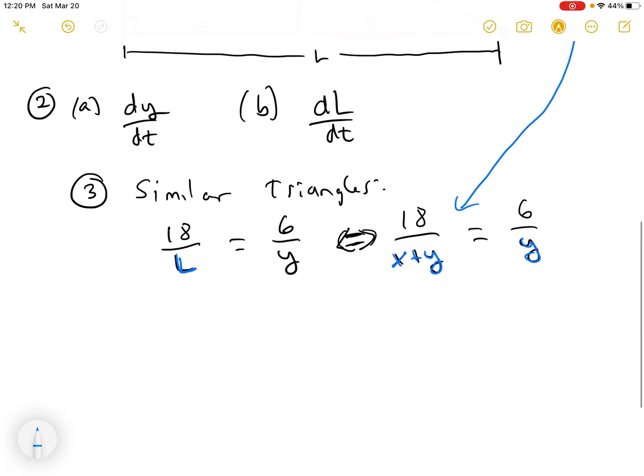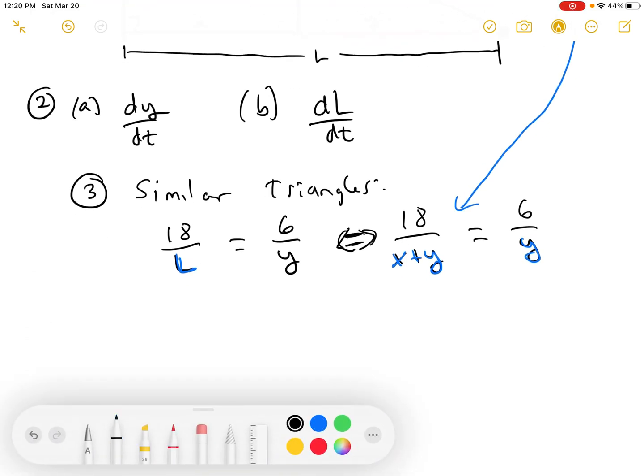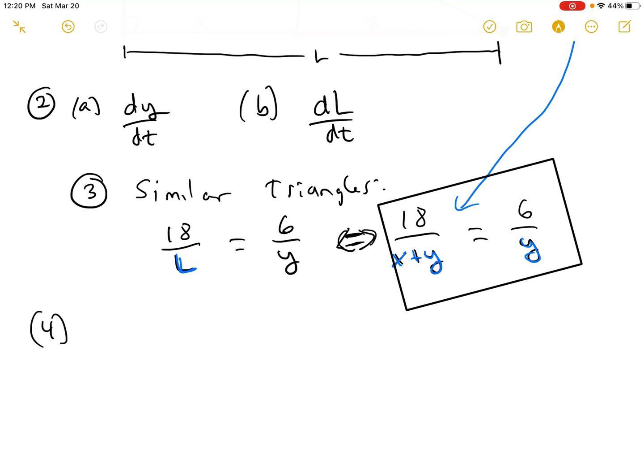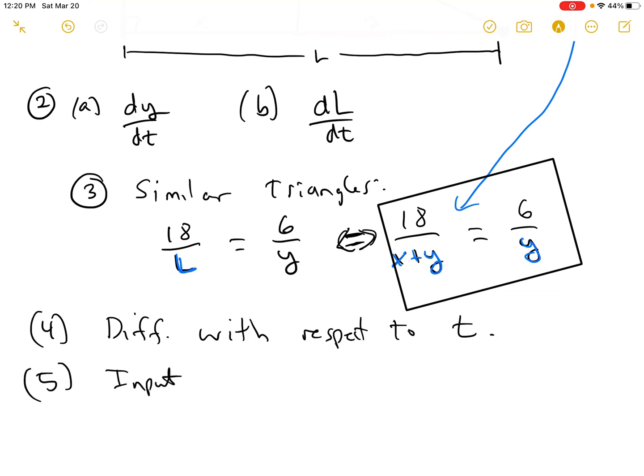So, step 4: using this equation, differentiate with respect to t, and then step 5: input knowns and solve. So that's the hints I'm going to give for this problem. I think from there you can do the rest.